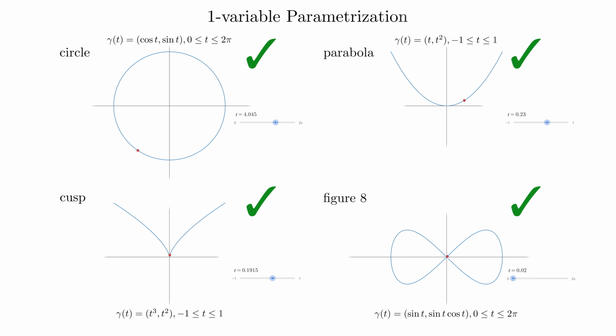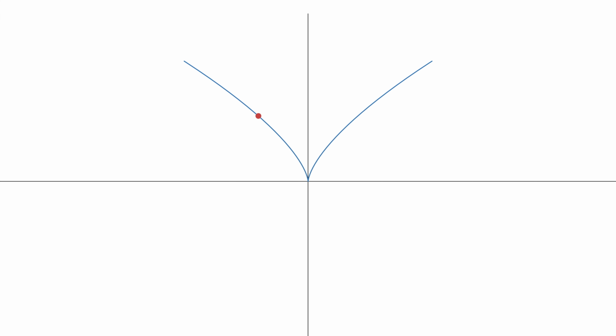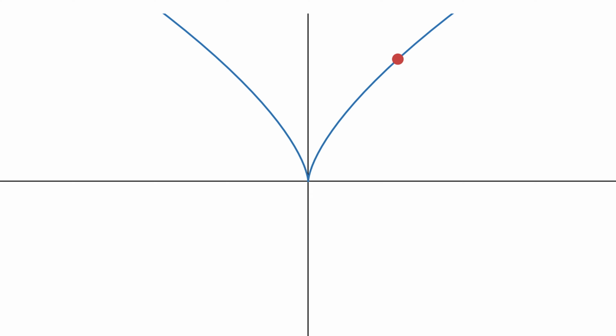Let's take a closer look at the cusp. The origin is the problematic point for the cusp. Is there anything weird going on with our one variable parameterization at the origin? Let's watch closely as the ant passes through. Aha! The ant actually stops when it hits the origin. Let's see that again.